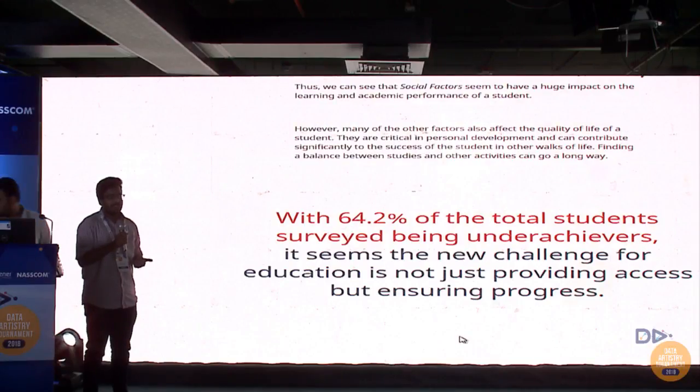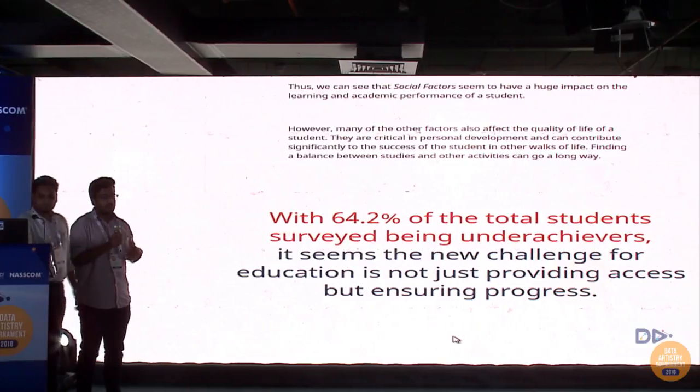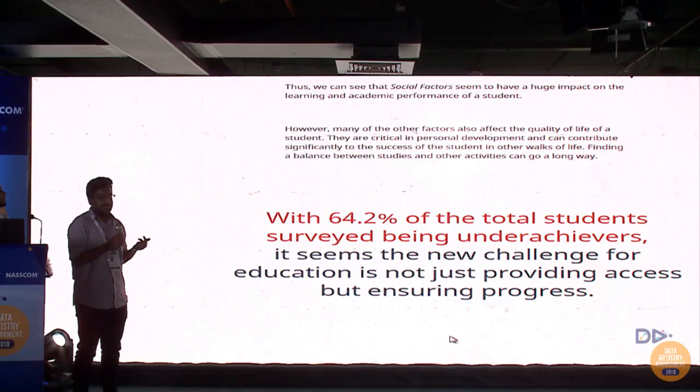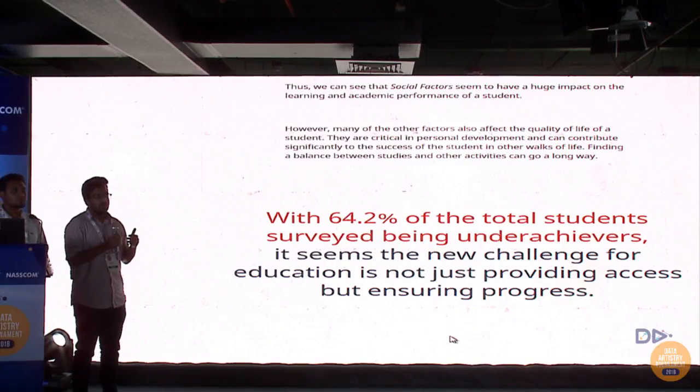I don't understand your last line. What do you mean by not just providing access, but ensuring progress? So basically what we mean is that as of now, the solution the government is trying is to make sure that more students reach schools or get access to school. But the performance shows that 64% of the students are still failing. So that means we need to move on from just providing access to school to making sure the students progress also, like the social factors do not just limit them.